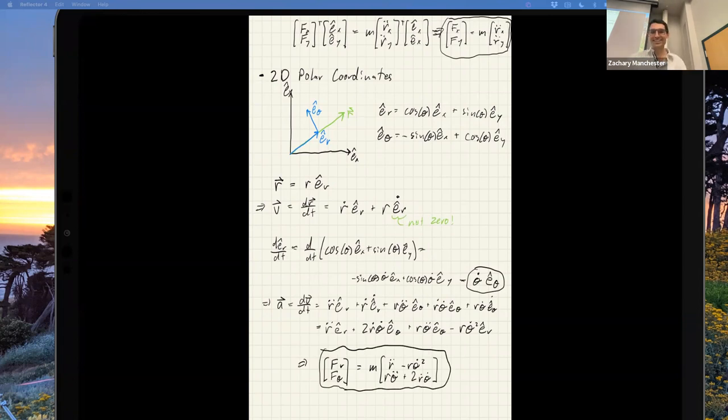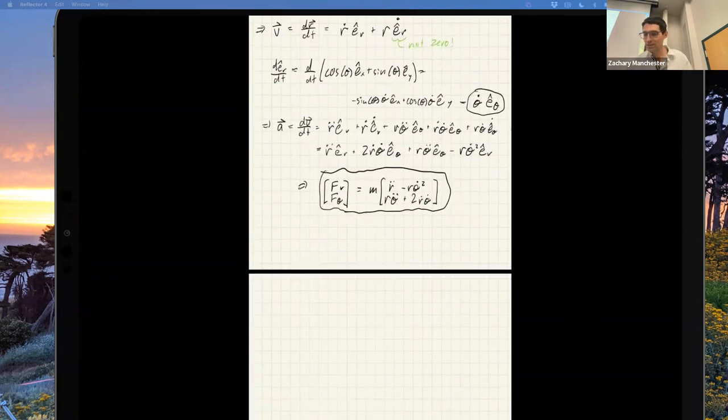That's kind of awful. So the main takeaway here is that the reason for doing this is to give you a taste of the suffering that is trying to do F equals ma on slightly complicated systems. The Newtonian formulation, the F equals ma thing, is very much not coordinate invariant.